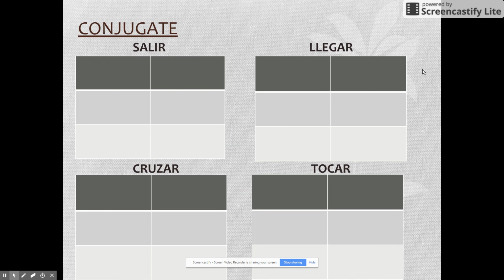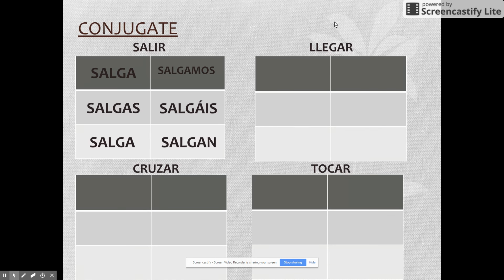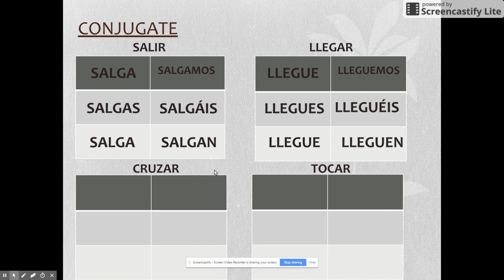All right, so let's go ahead and see what these charts would look like. You don't have to write these down. If you want to, you can, but not required by any means. So salir, this would be the full chart. Llegar, it's a gar verb, so I want you to see what happens with that. We add the UE. This would be the full form. Cruzar, same thing, we change the Z to a C.